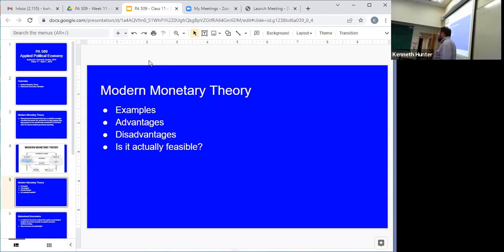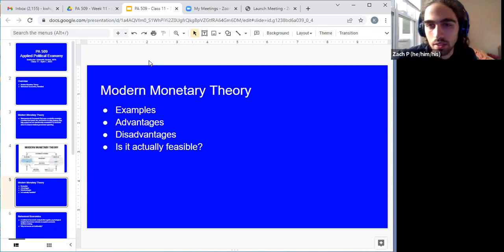So that's a very small example, but is this actually feasible from a broader perspective, looking at it from the perspective of the economy of the US as a whole? Is it feasible? Why or why not?